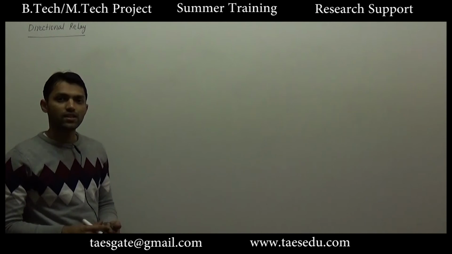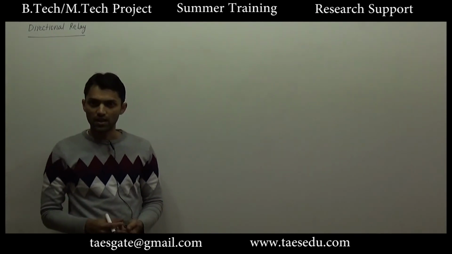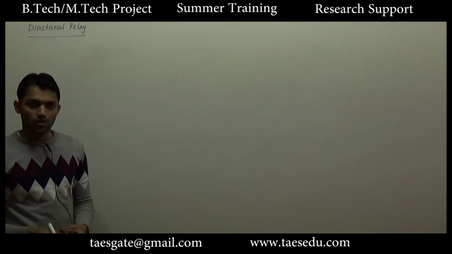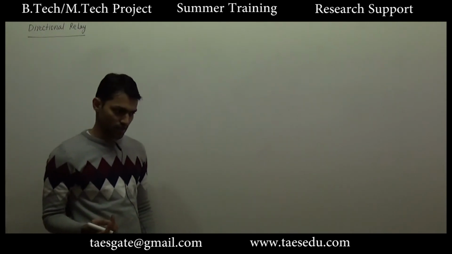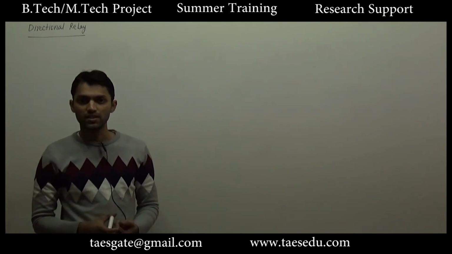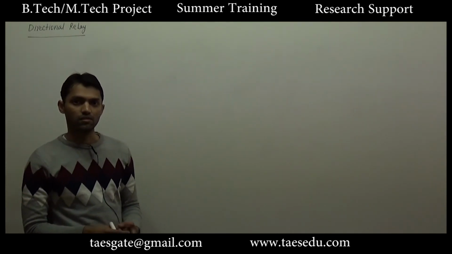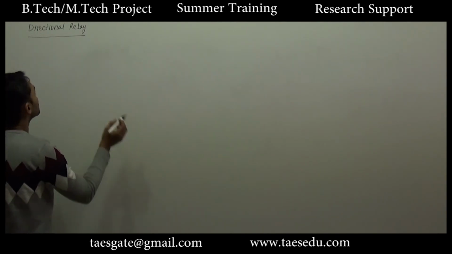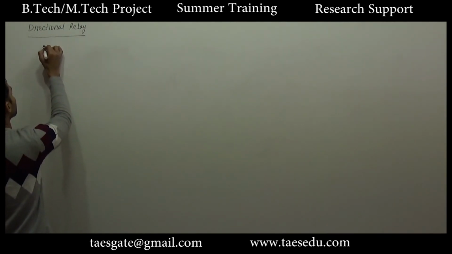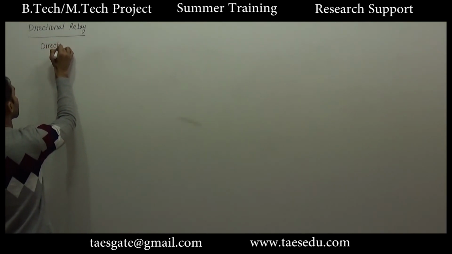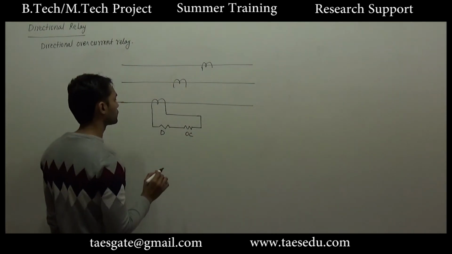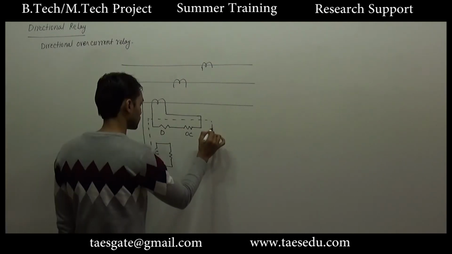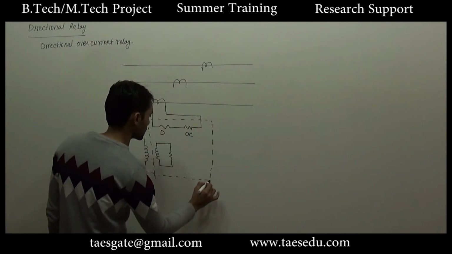As I said earlier, a directional relay can only detect the direction of current, it cannot detect a fault. So there should be an additional relay to detect the fault, like a directional overcurrent relay. There will be a directional relay to detect the direction of current, and the overcurrent relay will make the decision about whether a fault has occurred in the line or not. So let us understand the operation of the directional overcurrent relay. This is the directional relay and this is the overcurrent relay. This is the directional overcurrent relay.